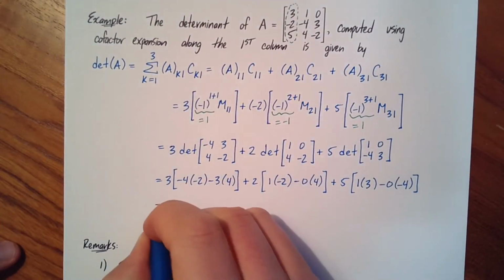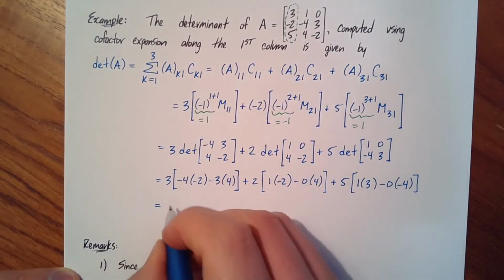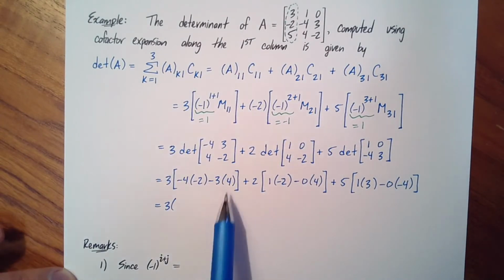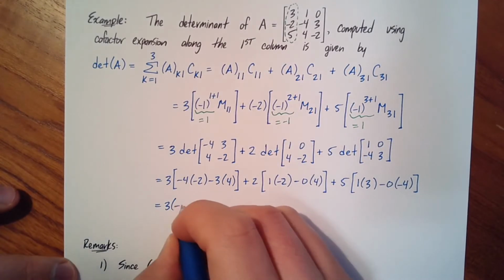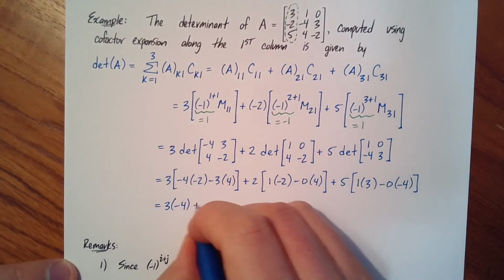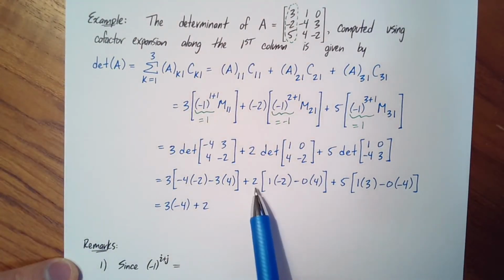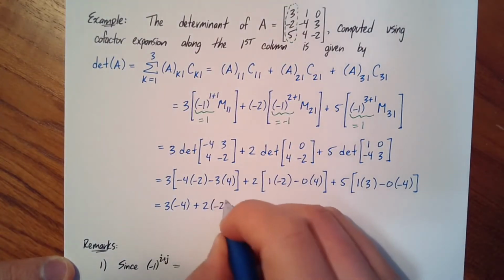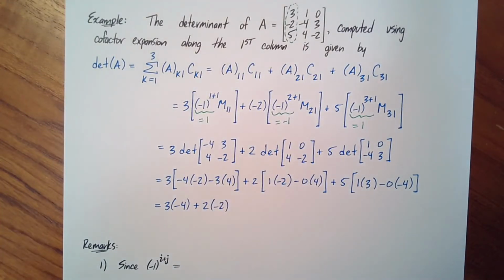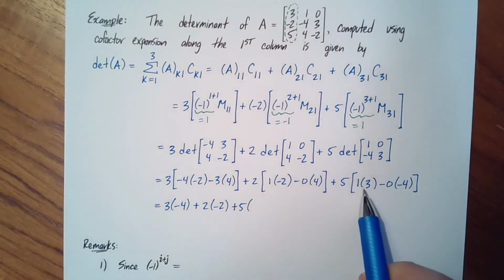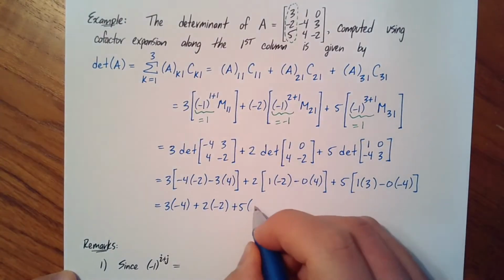What does this evaluate to? So this will be 3 times what's inside the bracket, negative 4 times negative 2, that's going to be positive 8. But then we're going to subtract 3 times 4, which is 12, so it's going to be 8 minus 12, which is negative 4. And then here, what do we have? In the next pair of brackets, I'll write the 2 down. So 1 times negative 2 minus 0 times 4, so that's just going to be negative 2. Okay, and then over here we'll have plus 5. This will be 3 minus 0 times negative 4, so that'll just be 3.